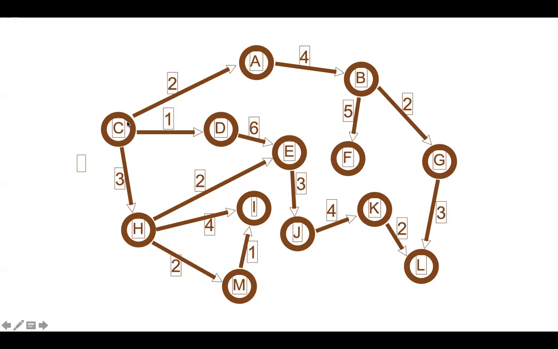So for instance, moving from C to D has a cost of 1, moving from C to A has a cost of 2, and moving from C to H has a cost of 3, which means that moving from C to H is the most expensive decision to take.